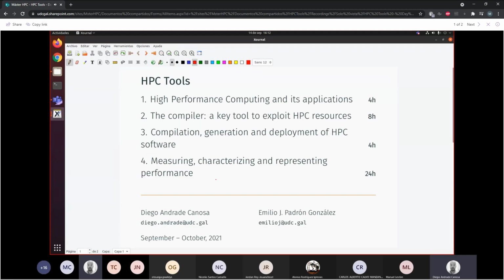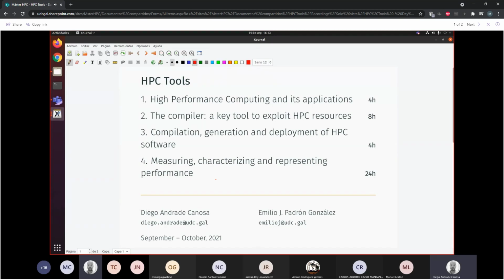This is going to be my first class. You are going to have 4 more classes with me, but I'm going to disappear for 3 weeks or something like that. And then the other teacher, Emilio José Padrón González, is going to come later, starting next week, and he is going to cover the main course of the subject. Okay, and he's going to tell you for 2 classes about the compiler.